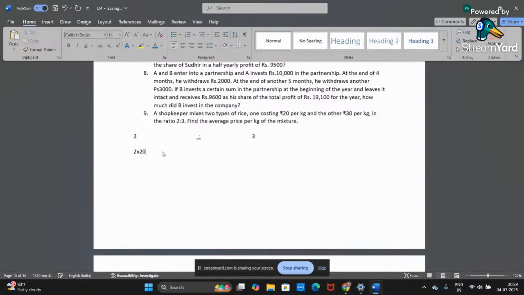So 2 into 20, right? And this will be 3 into 30. So to find the answer, what we have to do? Add this 2 into 20, it is 40, plus 3 into 30, it is 90. So totally it is how much?